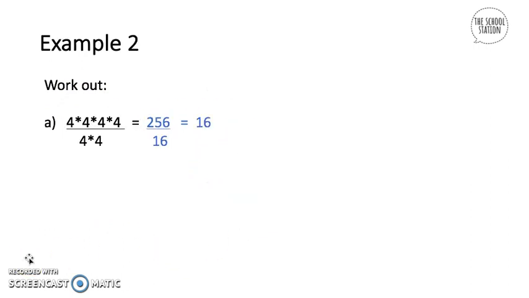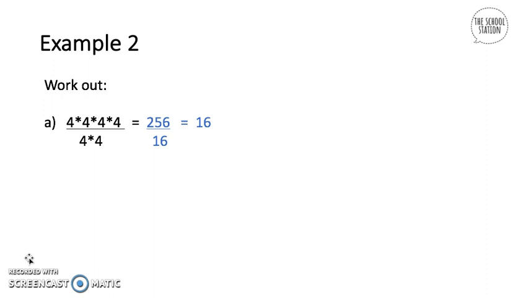So now we're going to go on to the second type of question that you may get, and I've actually already answered this for you guys because it might be a little bit confusing. So 4 times 4 times 4 times 4. So 4 to the power of 4 divided by 4 to the power of 2. So how would you solve that?